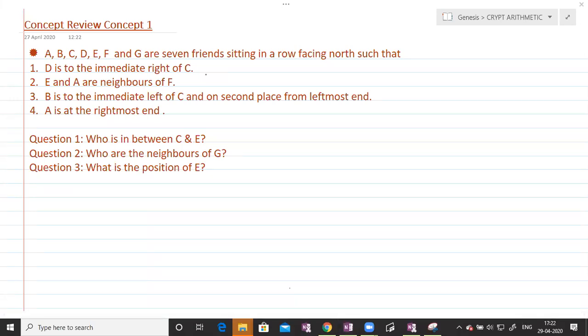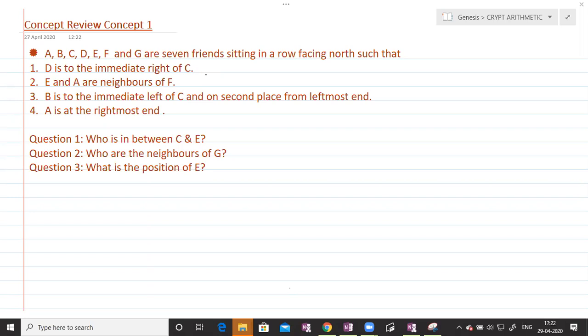Wow, Shreyas got the answer. G, B, C, D, E, F, A. Wonderful, Shreyas. Let's wait for the other participants. Let's try now. Same answer, Sridham. Great, Sridham. Welcome back, Sridham. How are you?